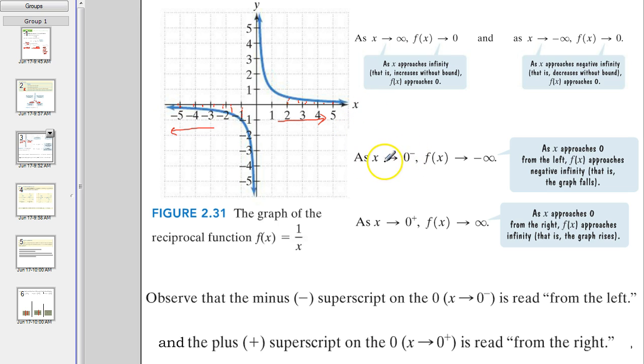Alright, as x heads towards 0 from the left, so there's 0, we're making our way towards 0 from the left. The graph is headed towards not infinity this time, but negative infinity. Okay, we're going down forever as we get closer and closer and closer to 0. Alright, as we make our way to 0 from the right, this time we're coming in this way. We're getting higher and higher and higher. So it's approaching positive infinity. Alright, the minus superscript and the plus superscript, from the left, from the right.